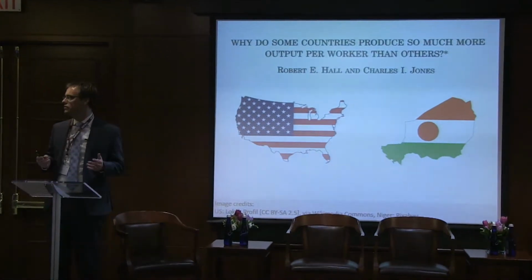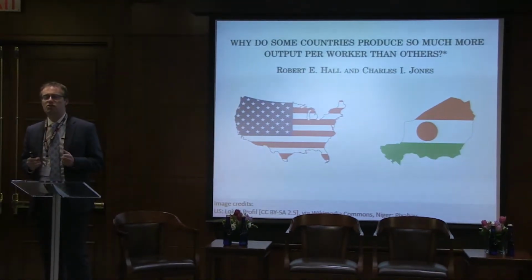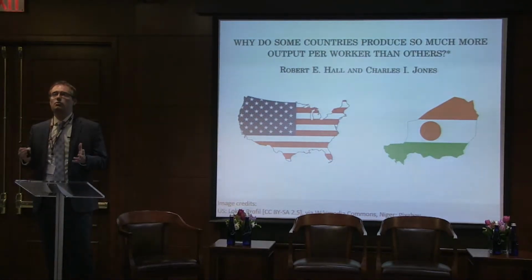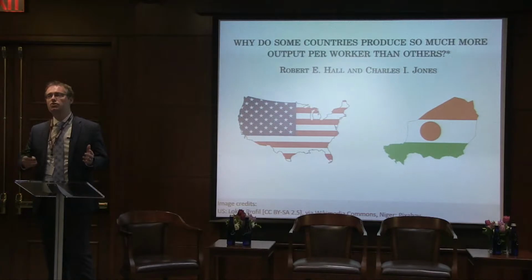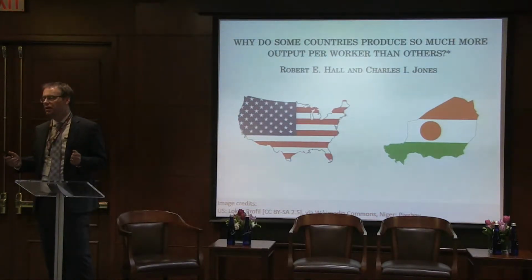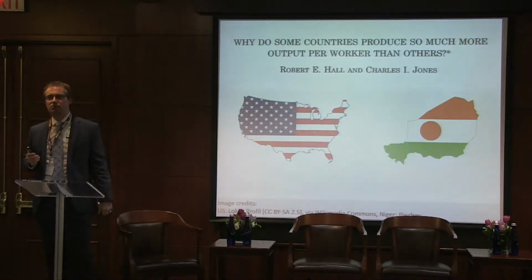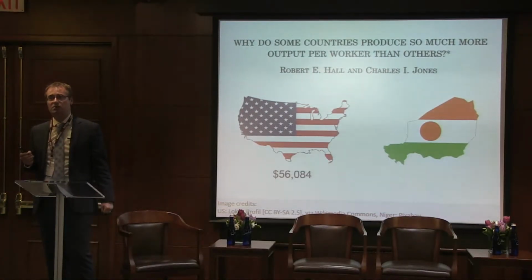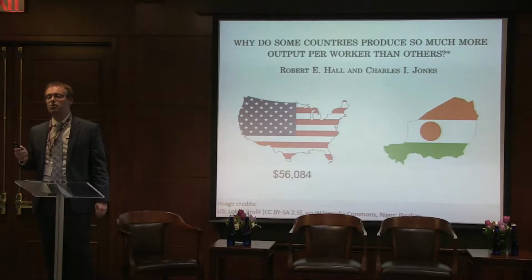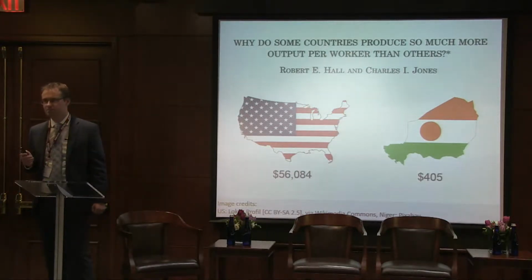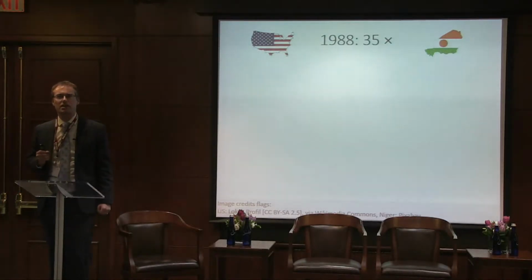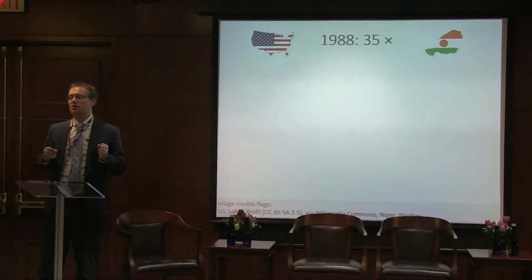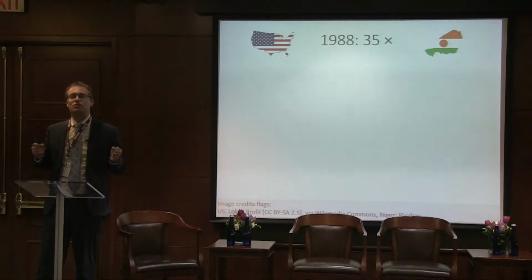So if you look at, for instance, this paper by Hall and Jones in 1999 already, who asked the question, why do some countries produce so much more output per worker than others? And they have in their introduction this example of the US and Niger, where nowadays the GDP per capita of the US is $56,000 compared to only $405 in Niger. So in the data that they were looking at, they cleaned that up a little bit, and they came for 1988 at a productivity difference of a factor 35.